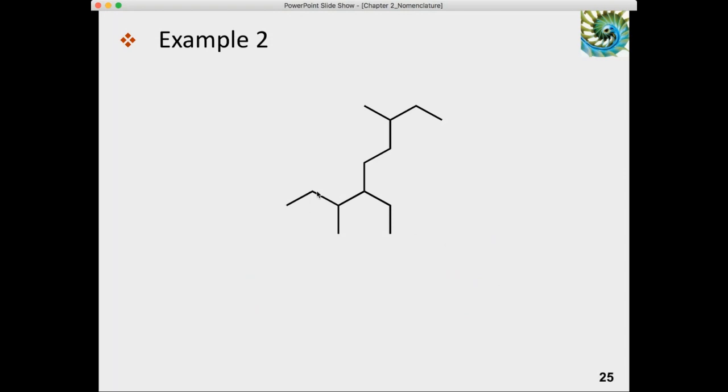We have 1, 2, 3, 4, 5, 6. 1, 2, 3, 4, 5, 6, 7, 8. So far 8 is the maximum number. 1, 2, 3, 4, 5, 6. From here, 1, 2, 3, 4, 5, 6, 7, 8, and 9. So clearly, this carbon chain here will be the longest.